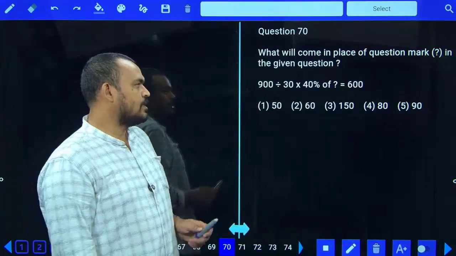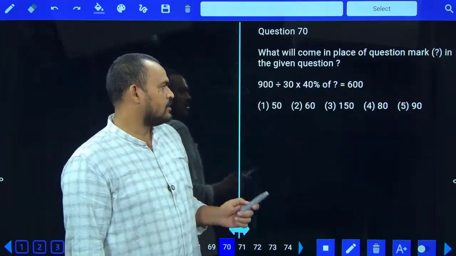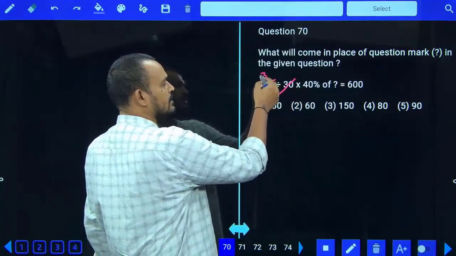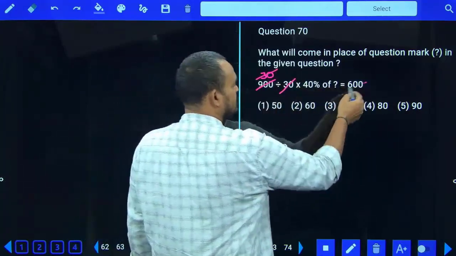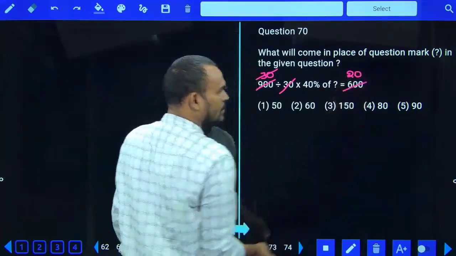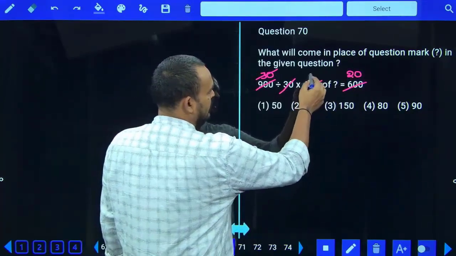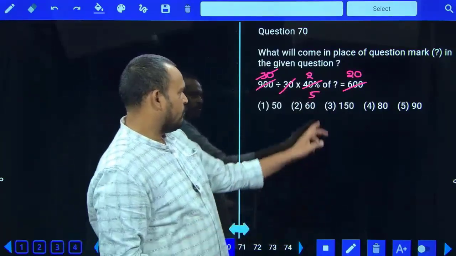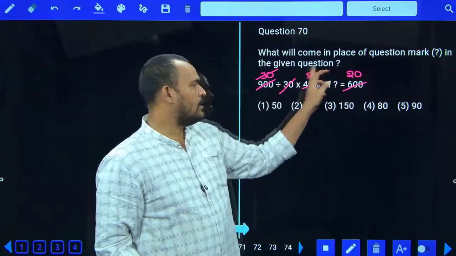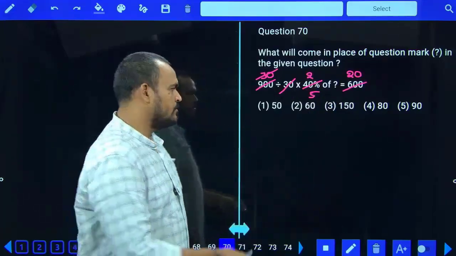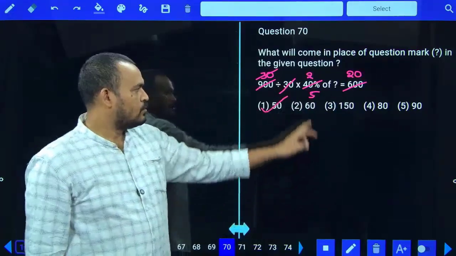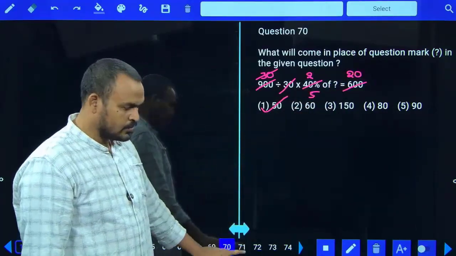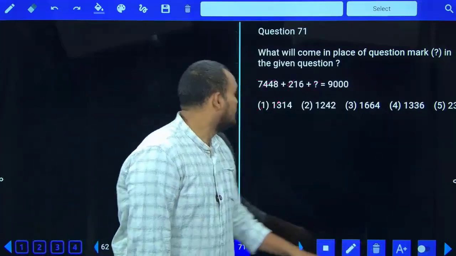900 divided by 30 multiplied by 40% of something is equal to 600. First of all, 30 how many times? 900. 30 times 100. 30 how many times? 600. 20 times 100. Okay. And here 40% means what is the fraction? 2 by 5. 5 into 20 how much? 100. 100 divided by 2. What is the answer? 50. 2 how many times? 10 times. 10 5 is how much? 50.